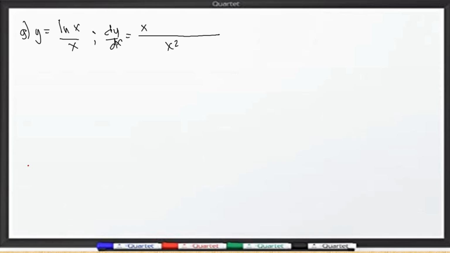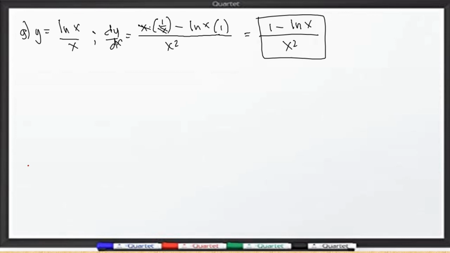Ayan po yung mga pinagdiderive natin kanina. Ayun po ang magiging benefit nun. Hindi na po natin para i-derive pa 1 over x. Minus, what is minus? ln of x, the numerator times the derivative of the denominator, which is 1. So, ang mangyayari po sa atin, ito po ay cancel out. It will be 1 minus ln of x over x squared. Ito po yung ating magiging final answer.